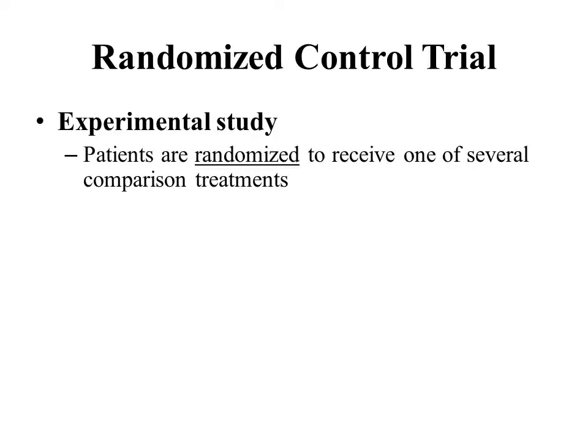Our last type of study is a randomized control trial. And this is an experimental study, where we do something to the people to try to affect the outcome. And in a randomized control trial, patients are randomized to receive one of several different comparison treatments. And so maybe we're going to compare two different types of drugs on treating hypertension, for instance, or maybe we're going to compare a drug to a placebo. And so we're going to randomly determine what type of treatment each person is going to receive.